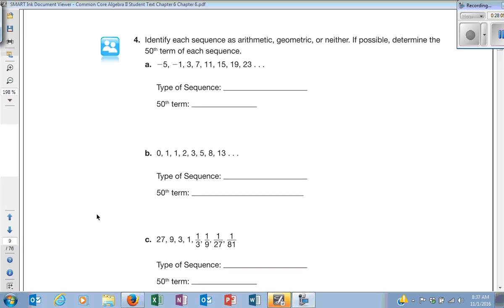I'm going to add some stuff to this, just a little bit to make sense. All right. Identify each sequence as arithmetic, geometric, or neither. If possible, determine the 50th term of each sequence.